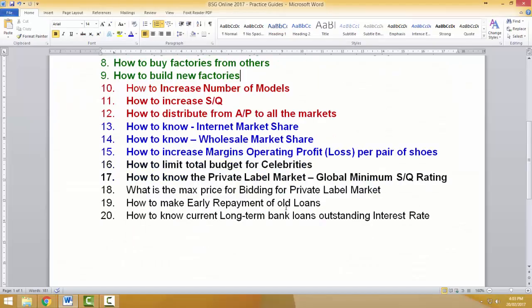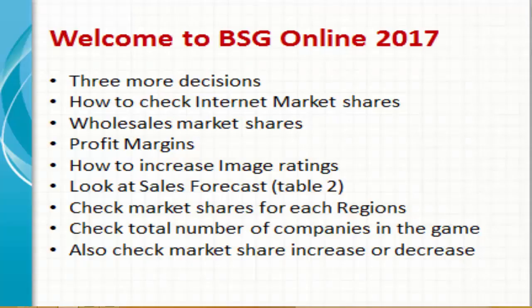In this video, we will look at three more decisions: how to know internet market share, how to know wholesale market share, and also how to increase the margin operating profit per pair of shoes. They are all important decisions because they directly affect net profit and also the image of the company, two important factors of ranking the companies in the game. So now we look at the screen to see how we can check these figures.